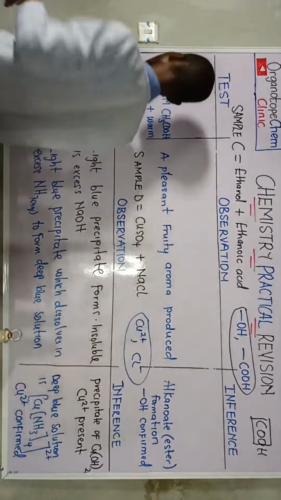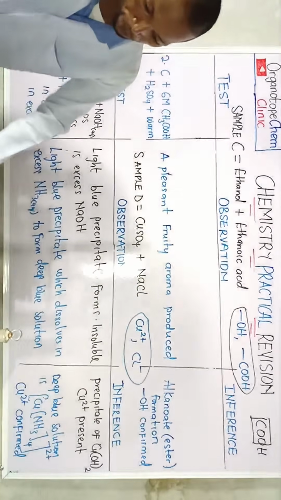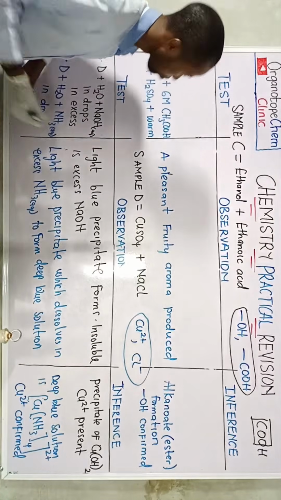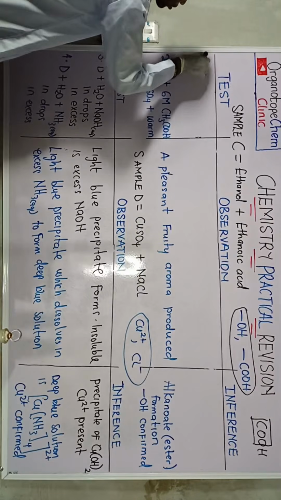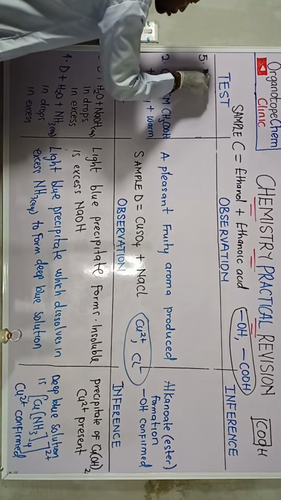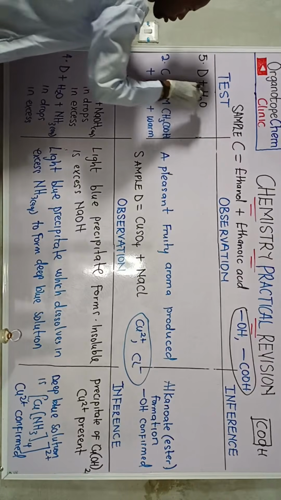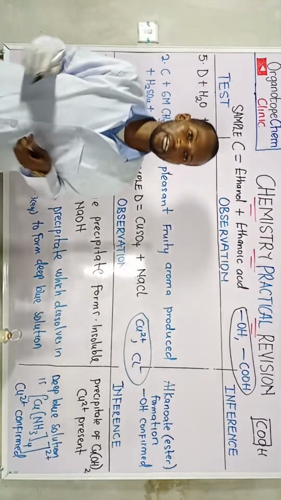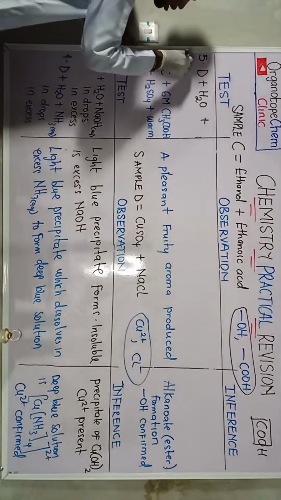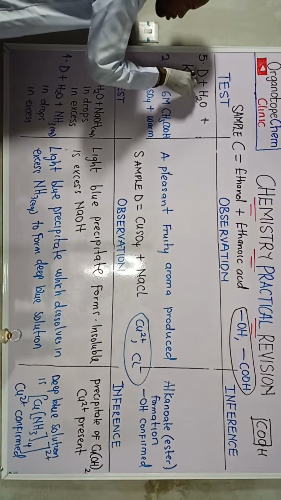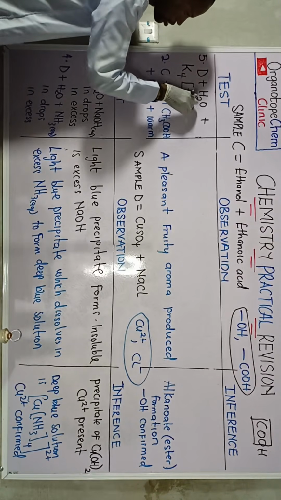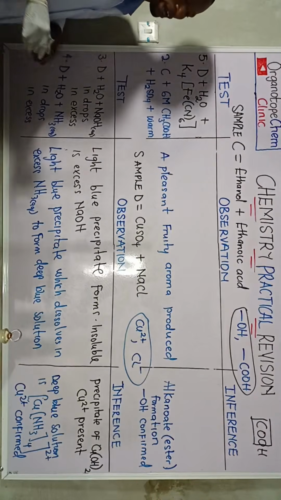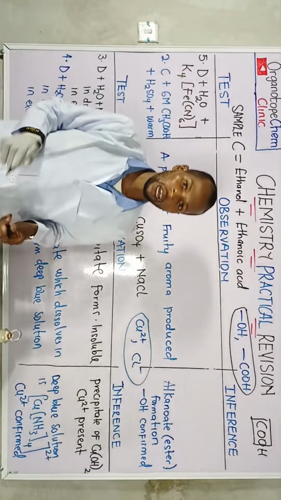So that's question number 5. We are having sample D solution plus water plus the potassium hexacyanoferrate(II), which has the formula K4[Fe(CN)6]. Okay, this is how to write the chemical formula for the compound.